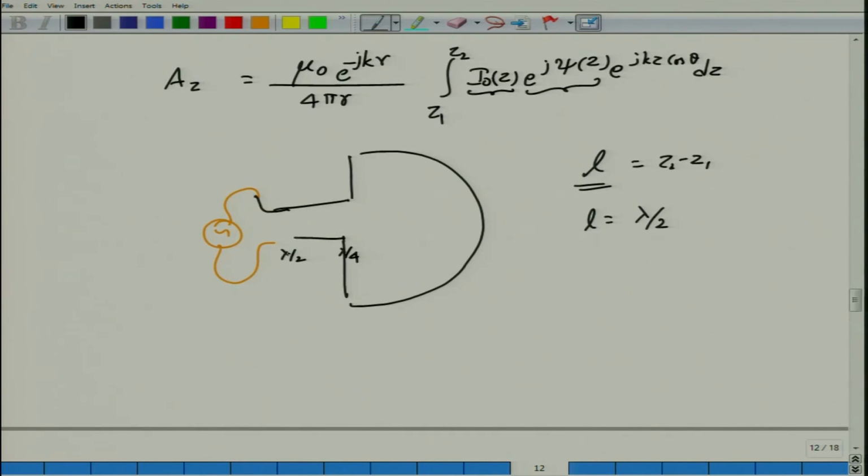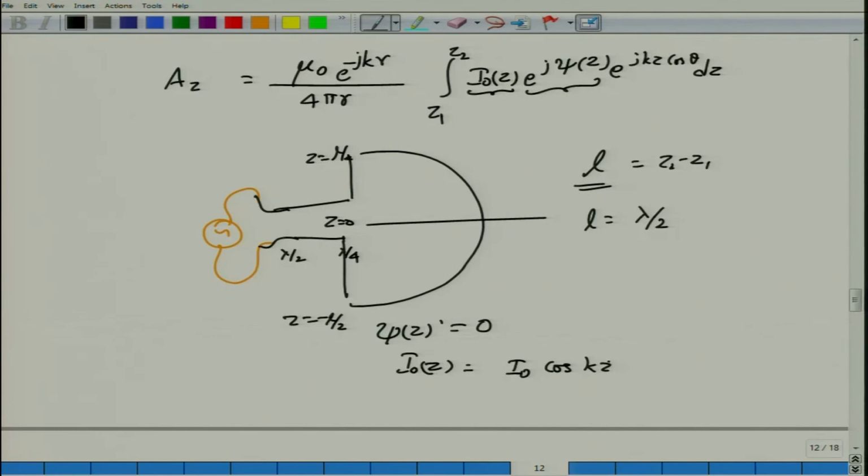Of course, to the other end you actually connect the current sources. So, this is the approximation for the current. We will assume that this is a cosine function. If you take this as z equal to 0, this as z equal to L by 2, and this as z equal to minus L by 2, then you will have a cosine function with phase phi of z equal to 0 and I0 of z being given by I naught cos kz. This is the maximum value of I naught.